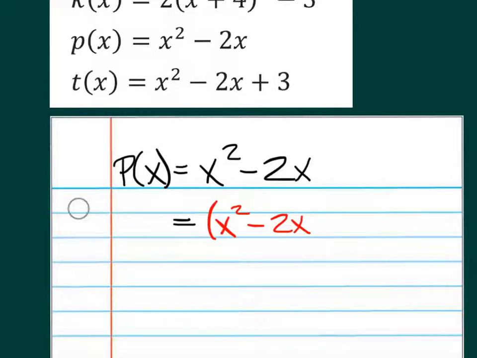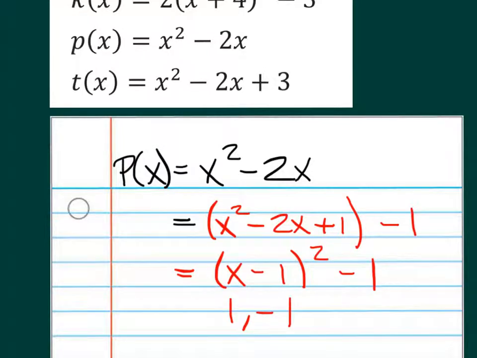Half of the minus 2 is minus 1, and square that to get plus 1. But on the outside, you write minus 1 to balance it out. And the completed square form would look like this. And you can take your vertex out of that and come up with 1, -1. And then go to the graph and do the same thing that we've been doing.